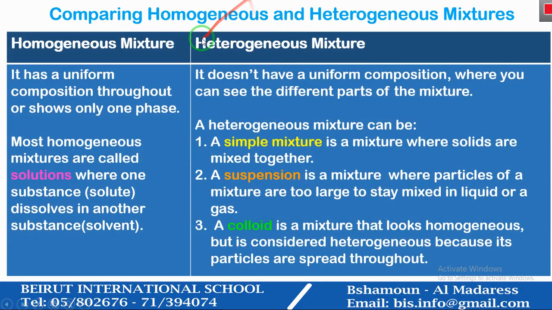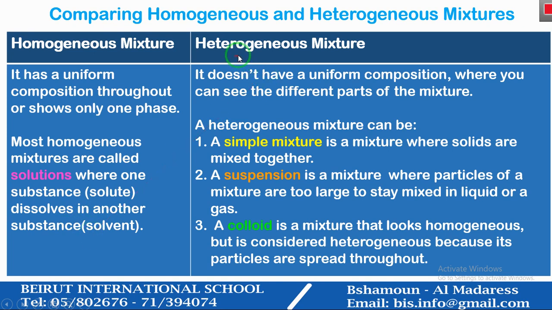Here is a table comparing the homogeneous mixtures to heterogeneous mixtures. A homogeneous mixture has a uniform composition throughout or shows only one phase. Most homogeneous mixtures are called solutions, where one substance, which is called the solute, like the sugar for example, dissolves in another substance which is called the solvent, like the water.